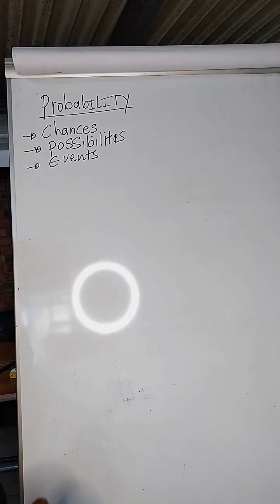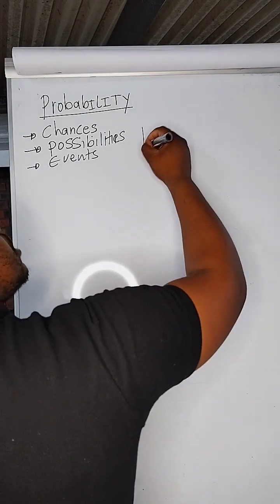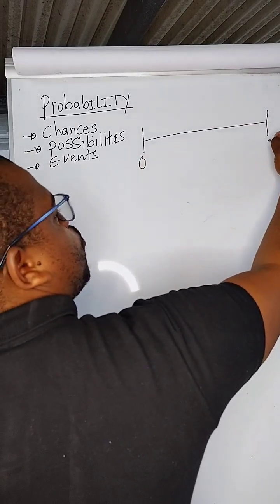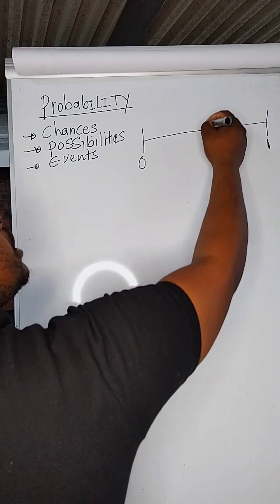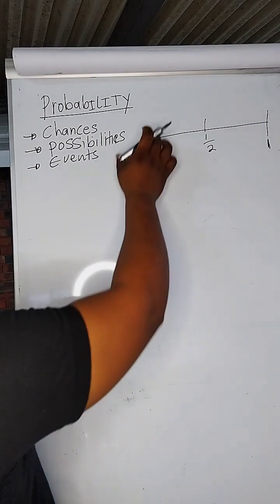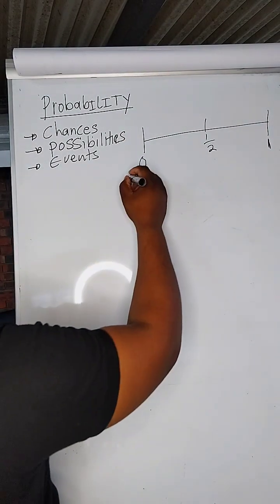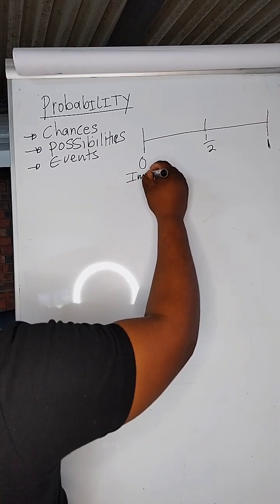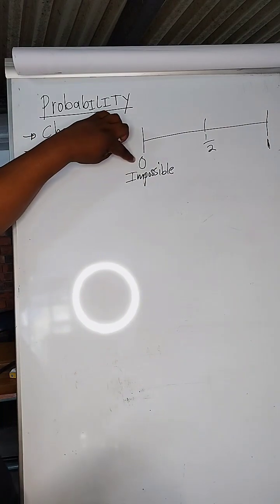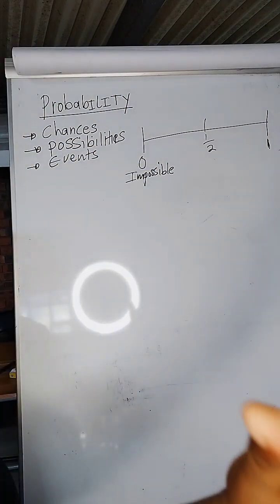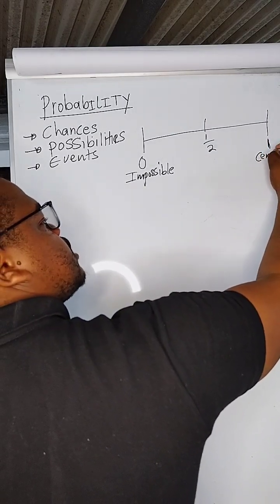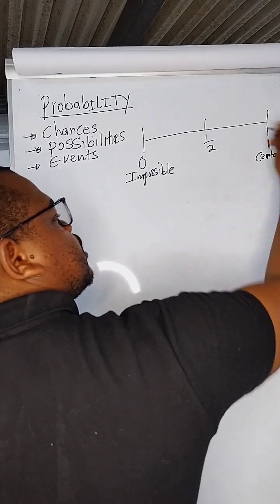Now let's check probability ranges. It ranges from 0 to 1. Hence probability will have a half here. Now let's continue. It says here 0 has a name, and its name is called impossible. So whenever you have a probability being 0, you know that your situation is impossible. But whenever you have 1 as a probability, you know that it is certain.